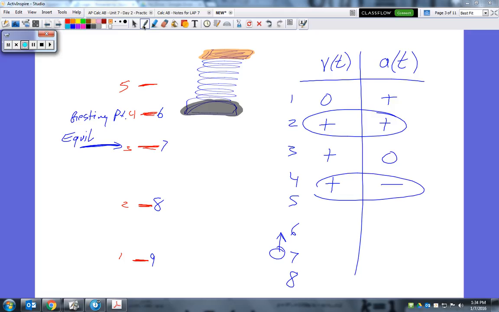Now let's go to 5. What's the velocity? 0. What's the acceleration? Negative. Why is it negative? Because it wants to move the other direction. The instant right after. So at this point you should see what's going on. Okay? So let's quickly go through this. 6, what's the velocity? Negative. What's the acceleration? Negative, so it's speeding up. 7, what's the velocity? Negative. What's the acceleration? 0. Okay.